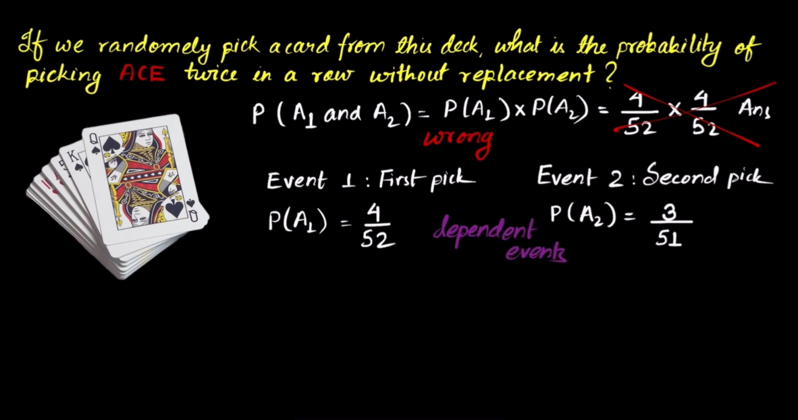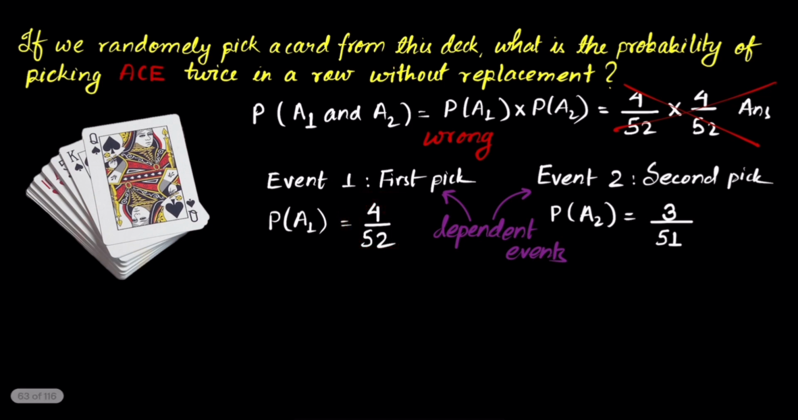events. So what are dependent events? Dependent events are the events that are affected by the outcome of one another. Dependent events are such events where the occurrence of one event affects the occurrence of another event. Like in this scenario as well, the occurrence of ace card in the first pick affected the occurrence of ace card in the second pick. The probability of the second pick was changed from the first pick.